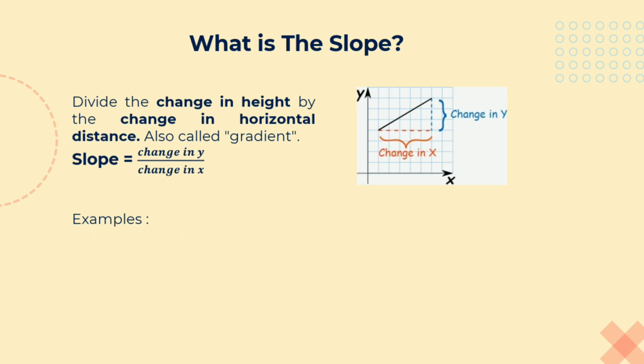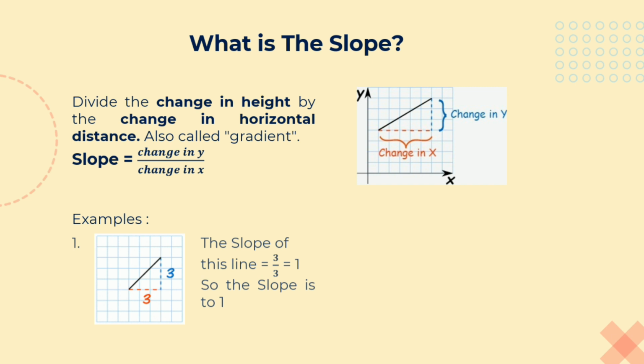For example, look at the picture. The first, the slope of this line equals 3 divided by 3 equals 1. Why? Because x is 3 and y is 3. So the slope is 1.